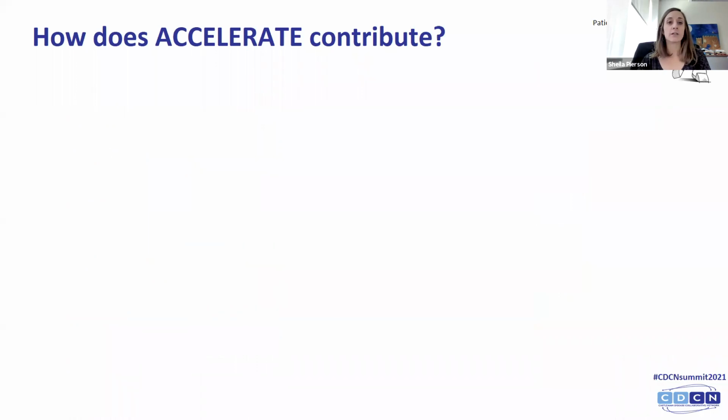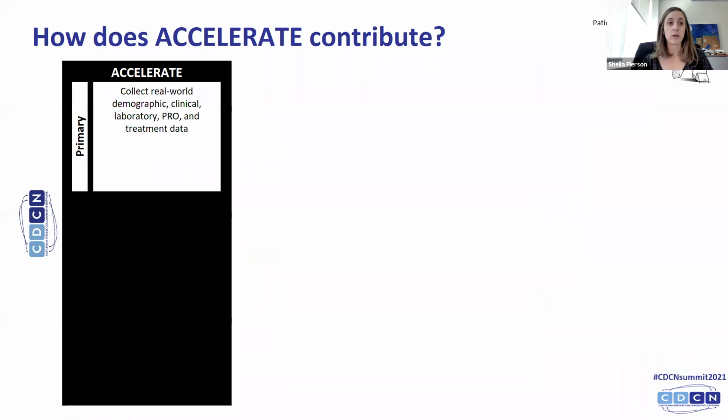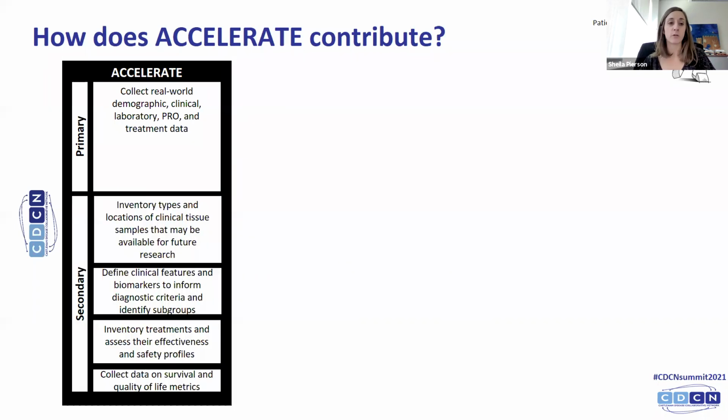And so then how does Accelerate actually contribute to the research and everything that we've been doing? Well, of course, it all starts with the CDCN. This is how we've built this network of patients, how patients find out about us. And as I've said, this is a patient-powered study. And then Accelerate, the primary goal, as we talked about, is collecting this real-world data, so clinical data, treatment data. We want to know what's happening with patients. And we have a lot of secondary goals as well.